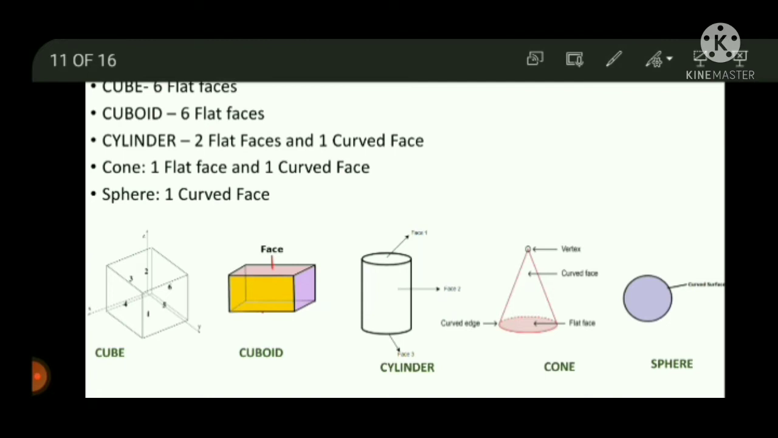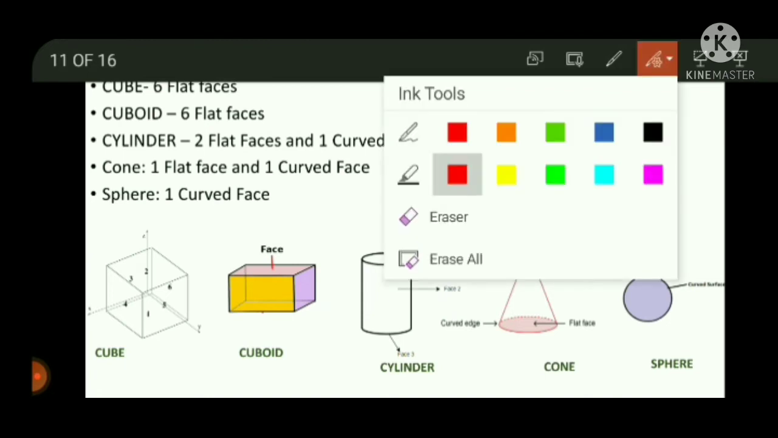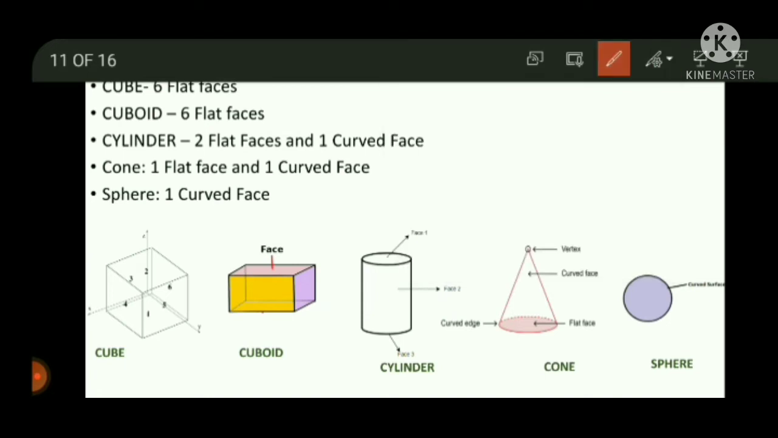So, now let's see. A cube has 6 flat faces. If you see in this picture, you will see there are 1, 2, 3, 4, 5 and 6. In a cube, there are 6 flat faces. Even in a cuboid, you will have 6 flat faces.